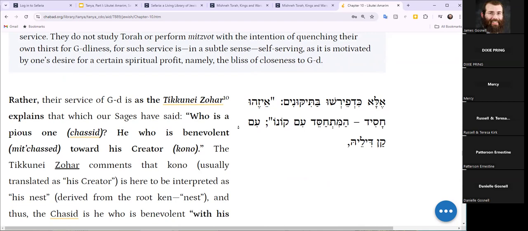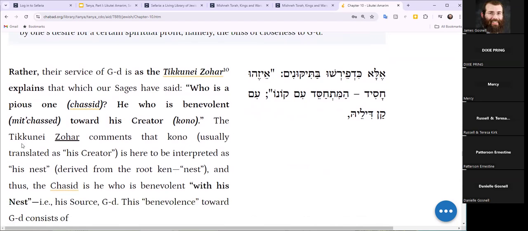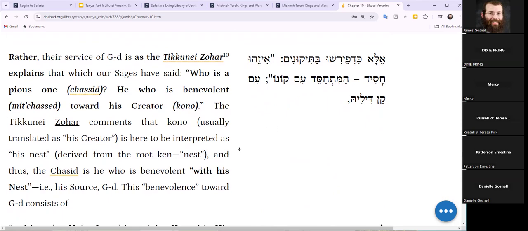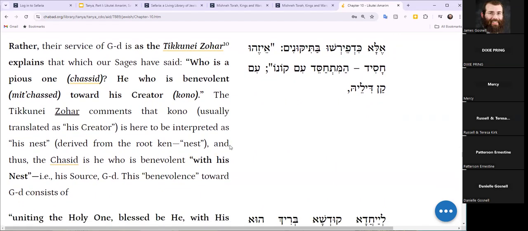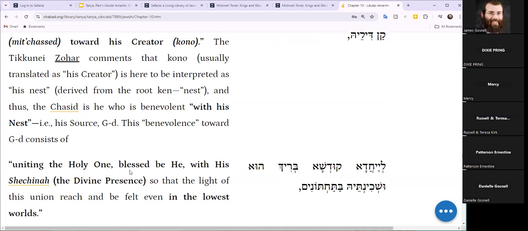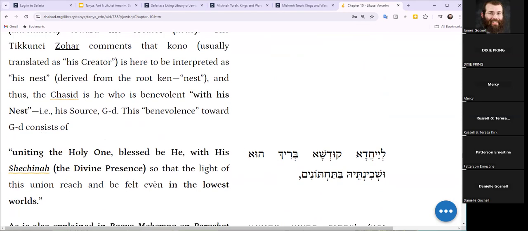The Tikkunei Zohar comments that Kono, usually translated as his creator, is here to be interpreted as his nest, derived from the root ken, nest. And thus the chassid is he who is benevolent with his nest, i.e. his source, God. This benevolence toward God consists of uniting the Holy One, blessed be he, with his Shekhinah, the divine presence, so that the light of this union reach and be felt even in the lowest worlds. Wow.